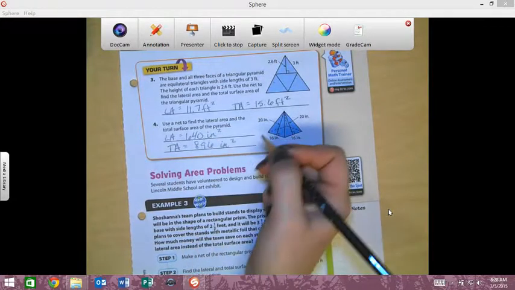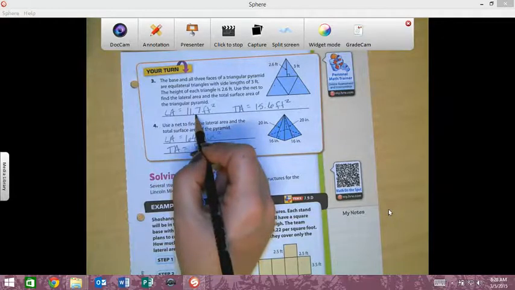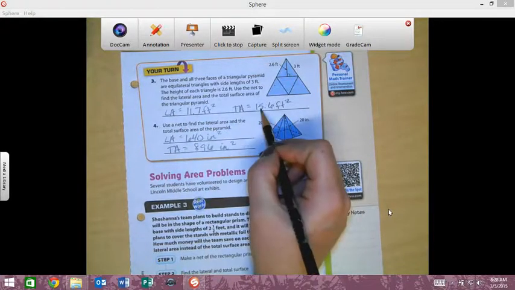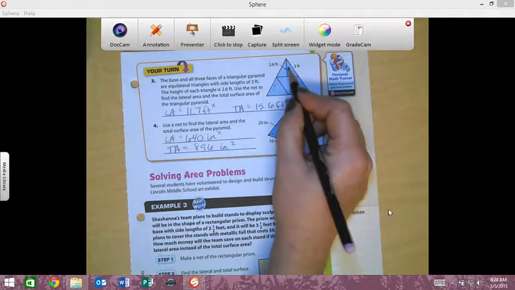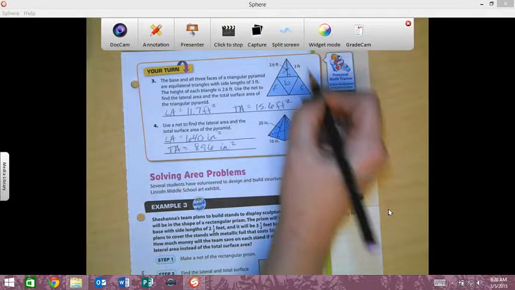Alright, so on number 3, your lateral area should be 11.7 square feet, and then your total area should be 15.6 square feet. Lateral would just be these 3. This one is your base. So these 3 are faces.